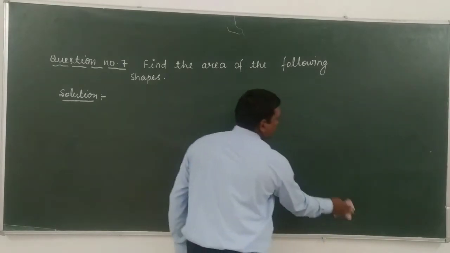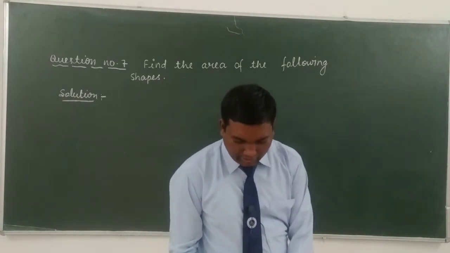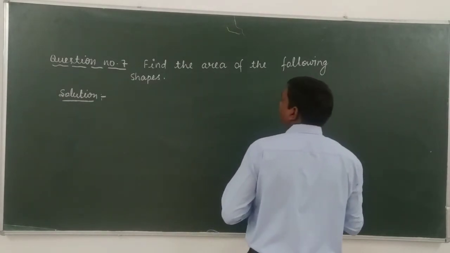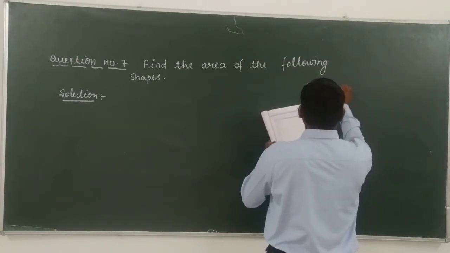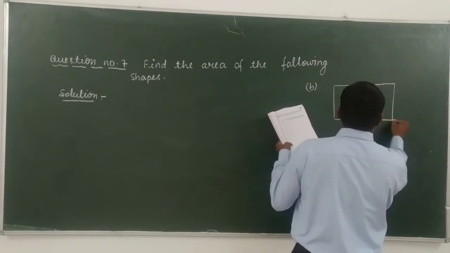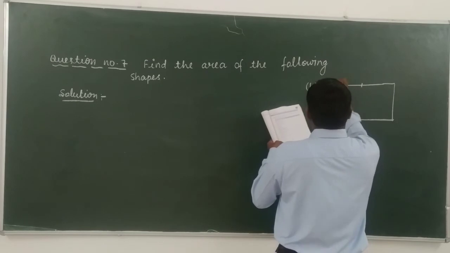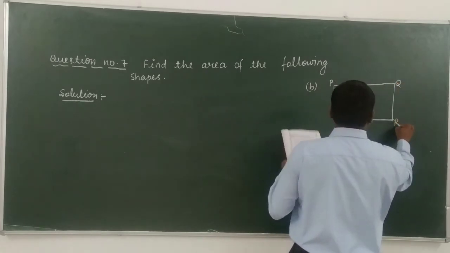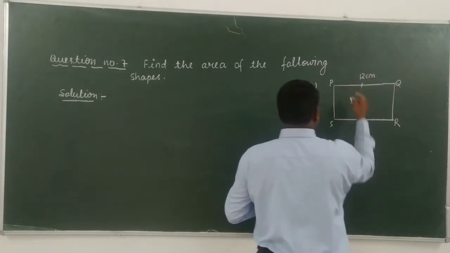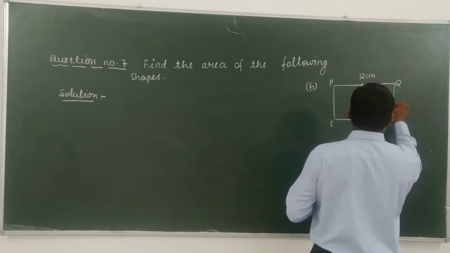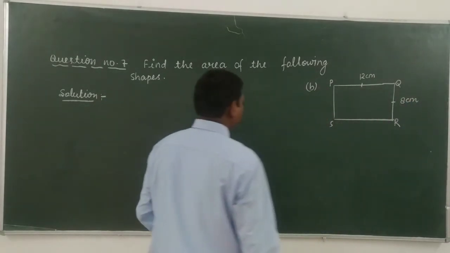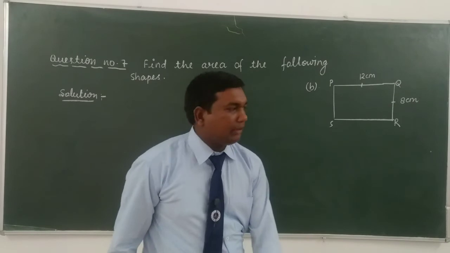Okay, dear students, now again we draw the second question, it means the second shape. Here given that PQRS, and the length of this rectangle is 12 centimeter and the breadth is 8 centimeter. Okay, dear students, look at here carefully.